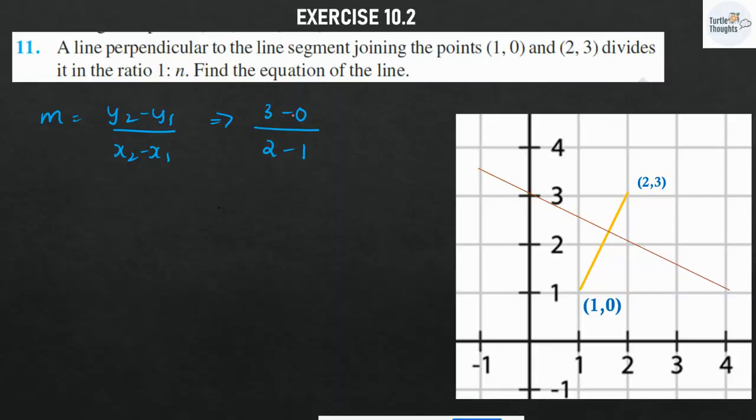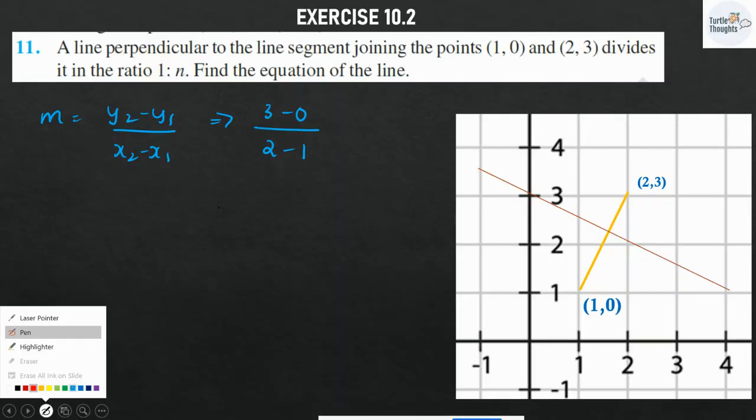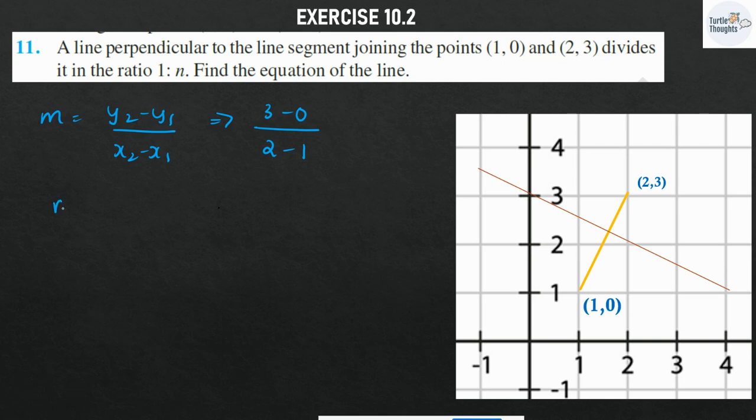So 3 minus 0 divided by 2 minus 1. So I can write my slope m, which is equal to 3 divided by 1. Can I write it as 3? 3 itself, right? Yes, sir. Again, I should be using the same formula to find the slope of the other line.